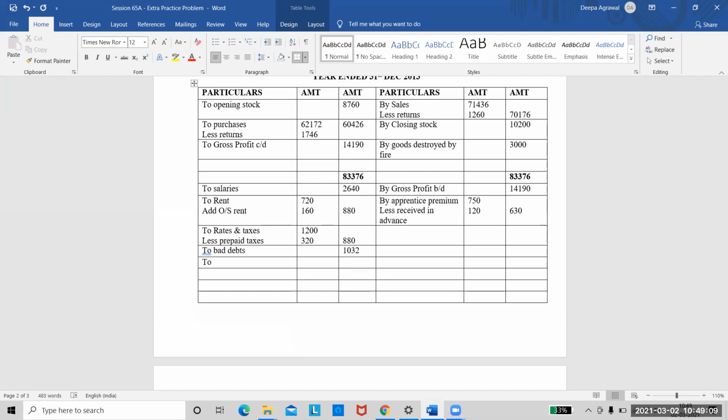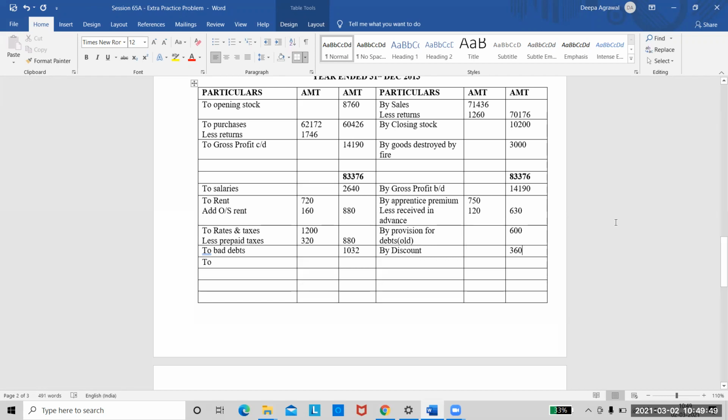After bad debts, provision for bad debts on the credit side, 600. So move to the credit side. By provision for bad debts, in brackets old provision. So it will go on the credit side. How much is it? 600. Next one, discount is there, 360. Again credit side only. So by discount, no adjustment, directly outer column 360.